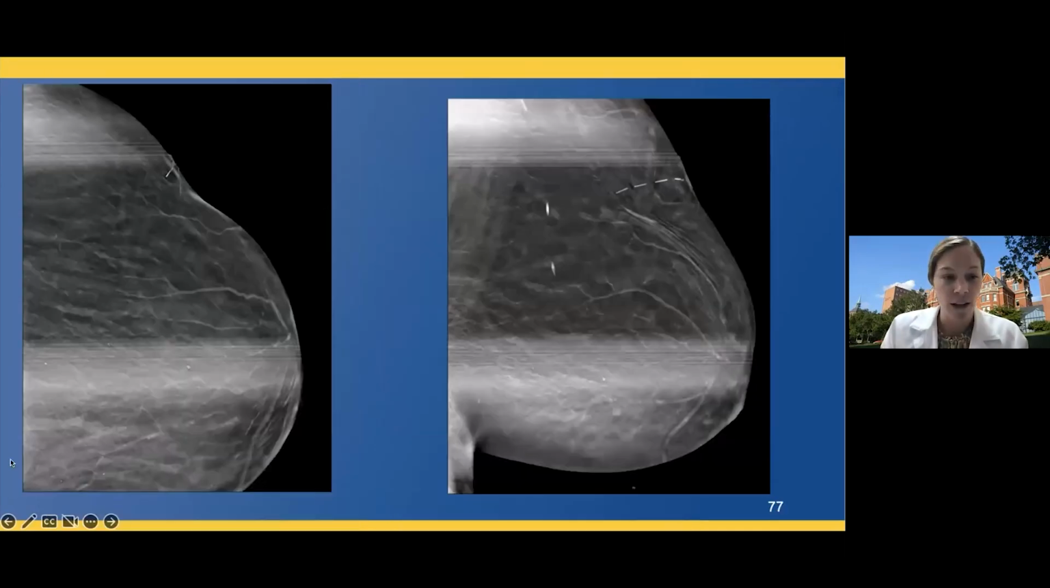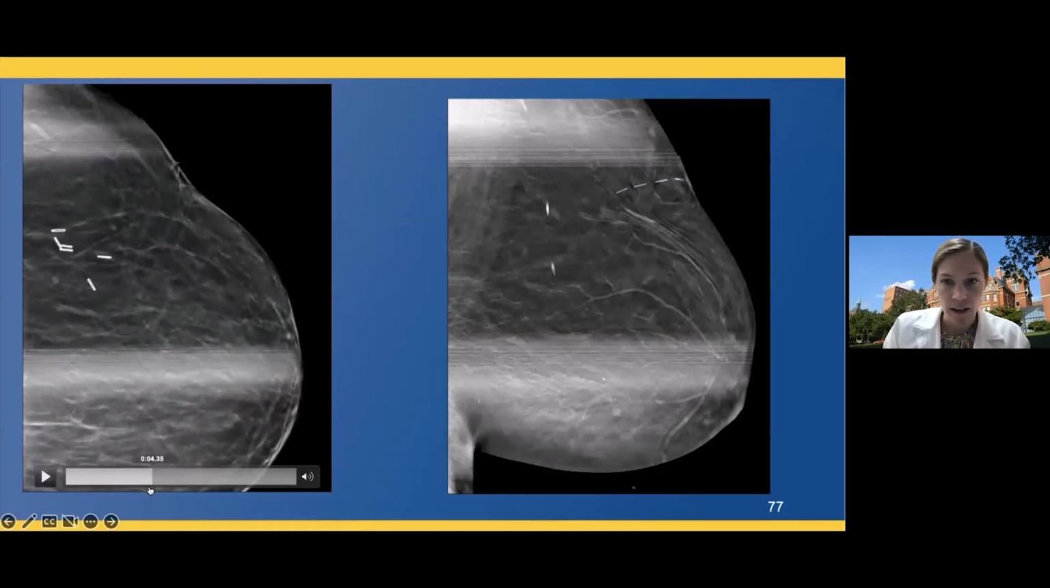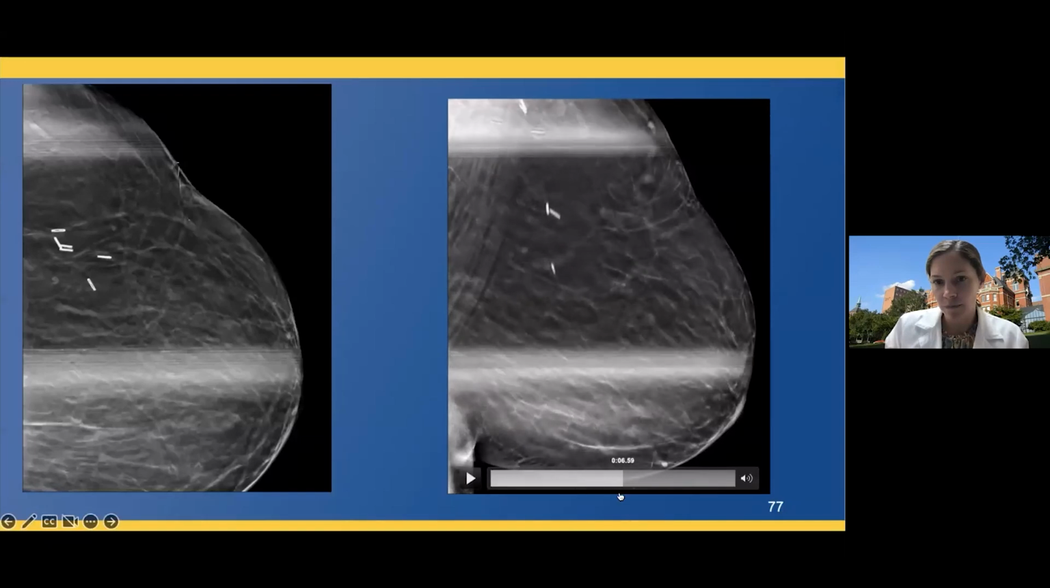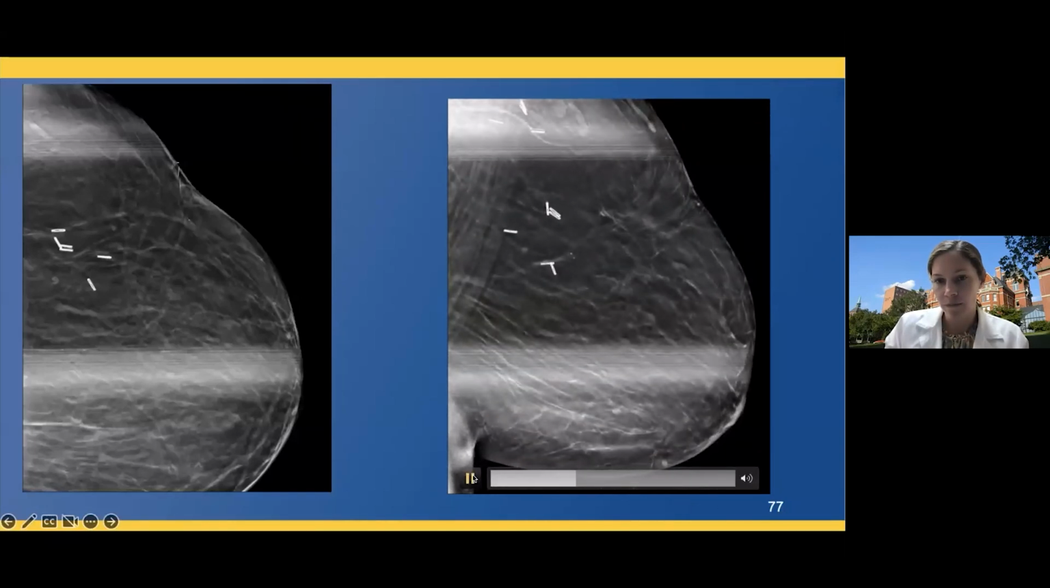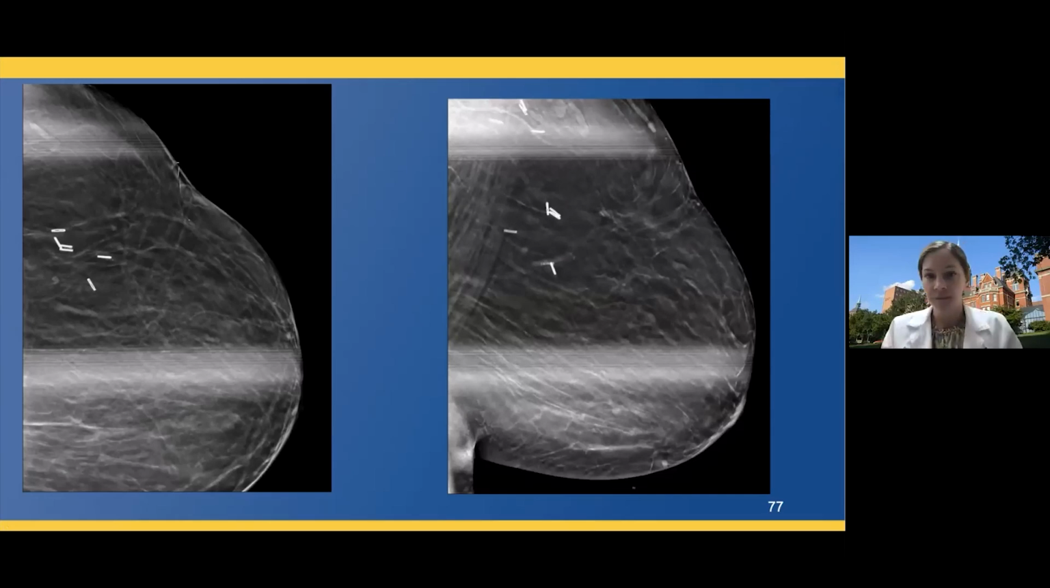Let me just go ahead and show our tomosynthesis slices here. So here on that XCCL view, you can see this very small mass. And here's our MLO view. And we can see that mass on the MLO view also. And again, this was new compared to her prior exam, so it was considered suspicious.